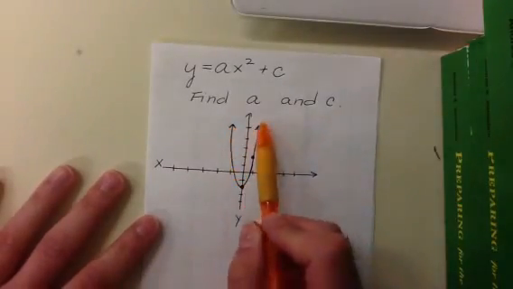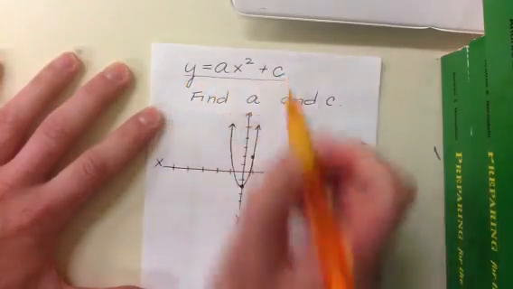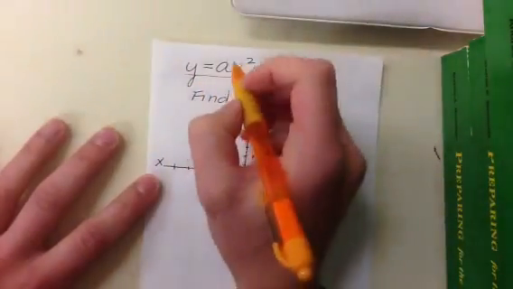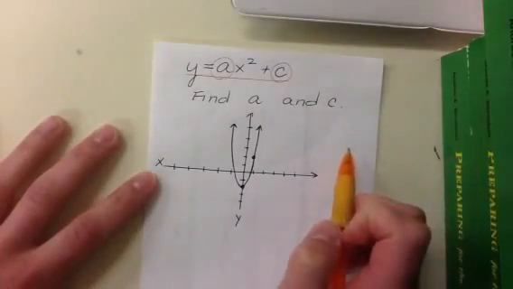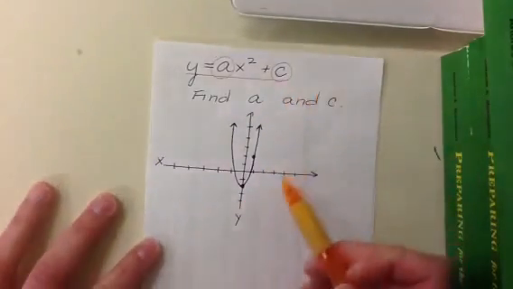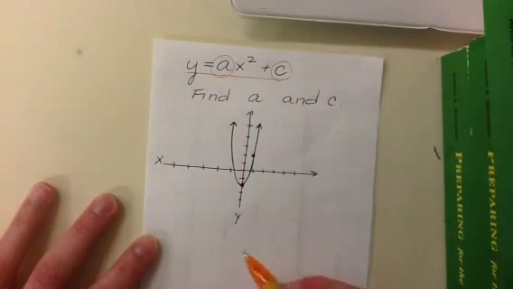Below I have a function, and this is the equation for that function. Except they don't tell me what a and c are. I'd like to find them out myself. I can do that by using the graph to help me find out what these missing parts are of my function.